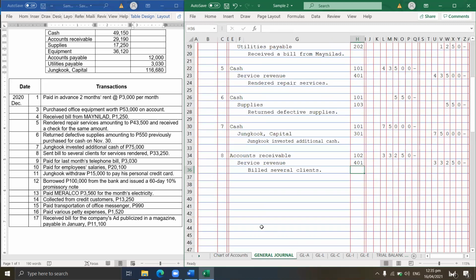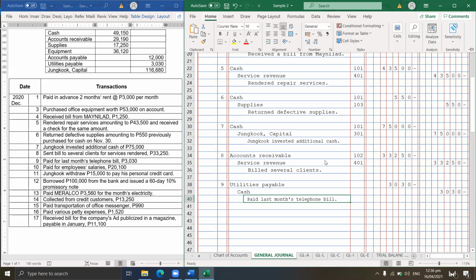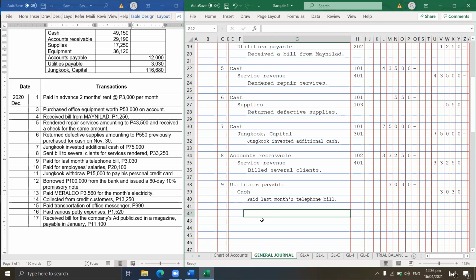Okay? So let's journalize. So leave one space. Then that's December 9. So debit tayo ng utilities payable kasi binabayaran natin yung utang last month. So that would be amounting to 3,030. Okay? And then we credit cash for the amount that we have paid, no? 3,030. Okay? So short description, paid last month's telephone bill. Okay? So that's for the December 9.